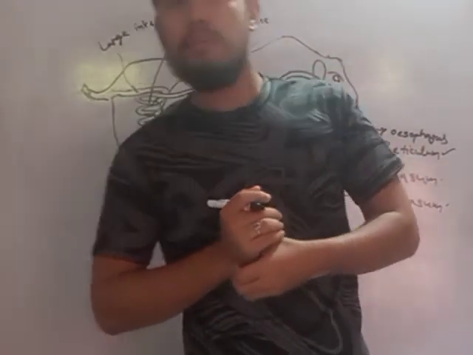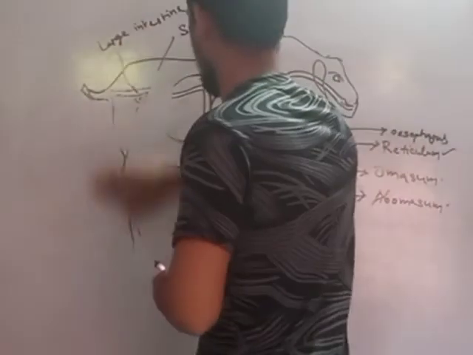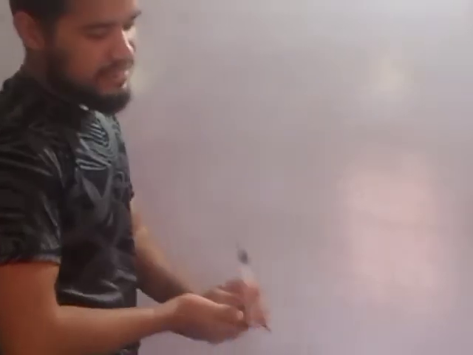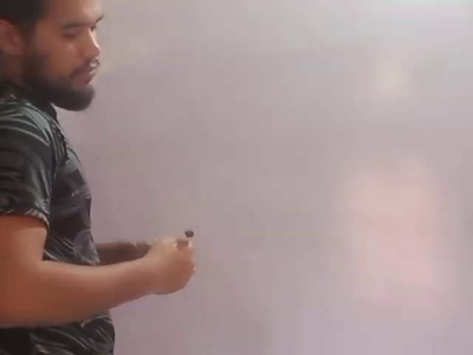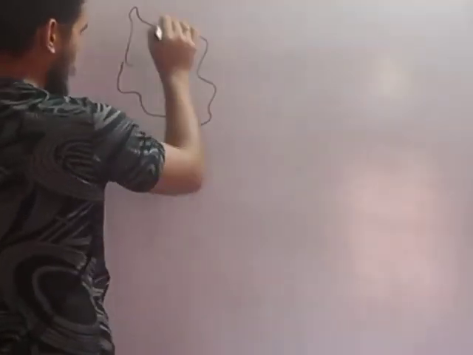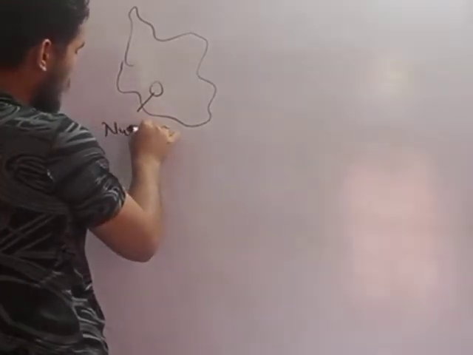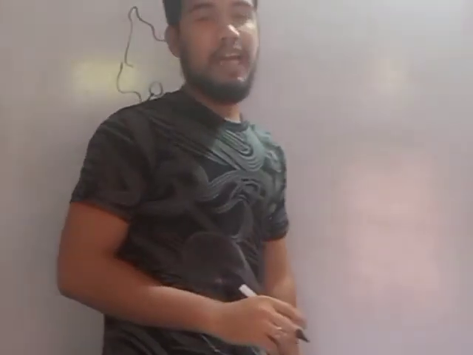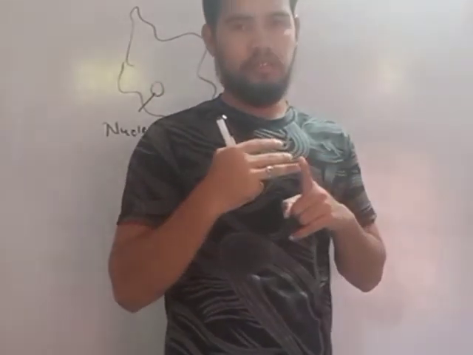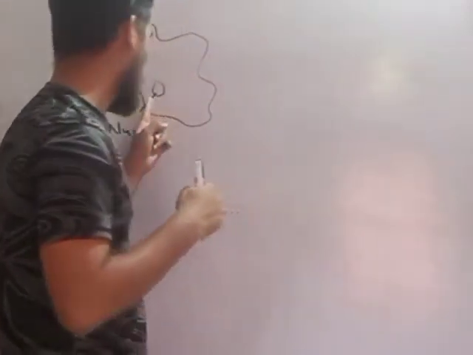So how does the amoeba take food, or how does nutrition occur in amoeba? Amoeba is a single cell organism. It has no fixed shape. It has finger-like projections. Suppose this is an amoeba, and this is the nucleus. Nucleus is present in every cell. A cell has mainly three parts: nucleus, cytoplasm, and cell membrane. So the nucleus is there in amoeba.